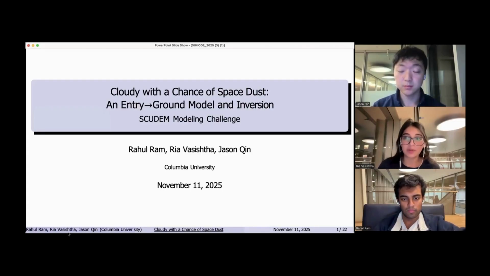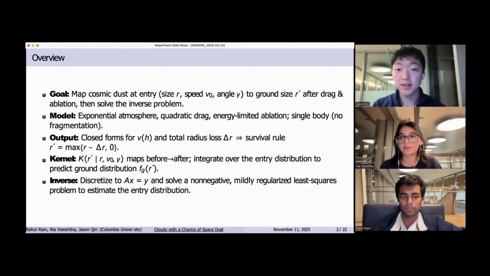Our goal was to understand what happens to tiny pieces of cosmic dust as they fall through Earth's atmosphere. These grains start extremely fast as they fall, and then they slow down, heat up, and sometimes even vaporize completely. What we wanted to know is, if we find these dust grains on Earth today, can we work backwards to figure out what they looked like before they entered the atmosphere? Our goal was to connect entry conditions to what we actually find on the ground.